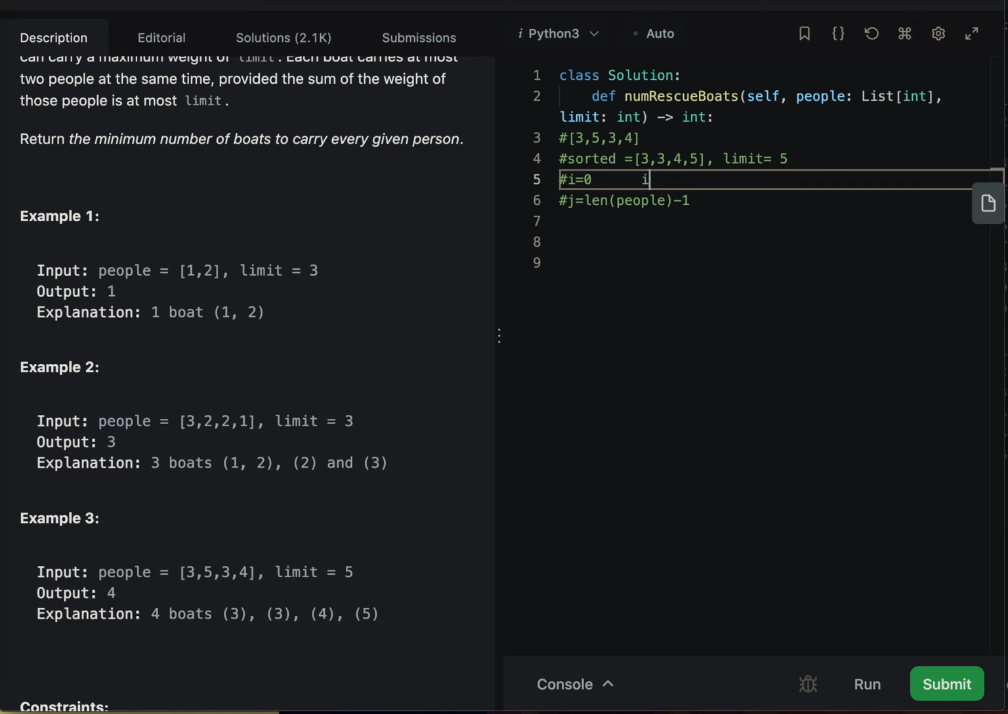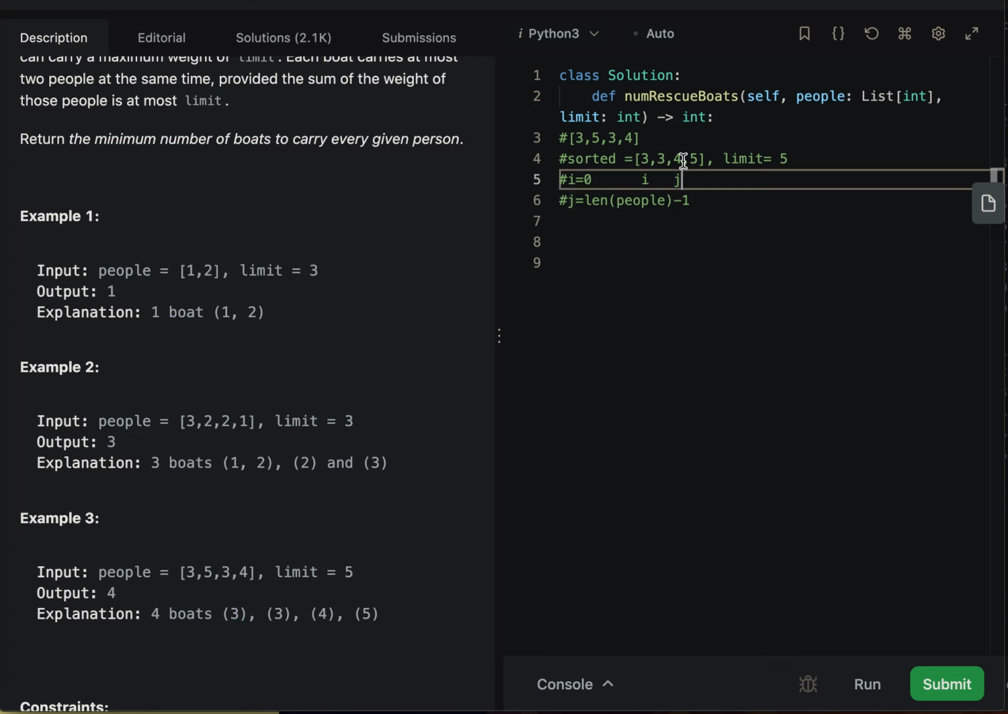In this case, suppose i is here and j is here, at 5. If i plus j is not less than or equal to the limit, then I just decrement j. So this one person got into the boat and then we decrement j, and j is at 4 now. Then I increment the number of boats as well, so we'll have one variable, answer, equal to 0, for the number of boats. Now I'm looking at j, 4 plus 3, is that less than or equal to 5? No, it's not.